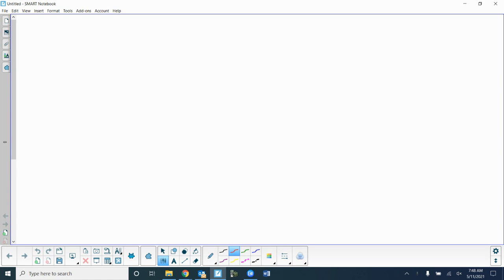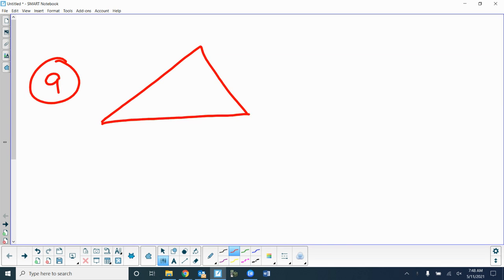So starting with number 9 today, we have a triangle. Angle A is 51 for this problem, and angle B is 70. Side A, which is straight across from angle A, is 6.1. It says use the law of sines to solve the triangle for the value of B. So you don't have to do the whole triangle like we had to do when we were doing this. I'm just asking for side B, which is this side.